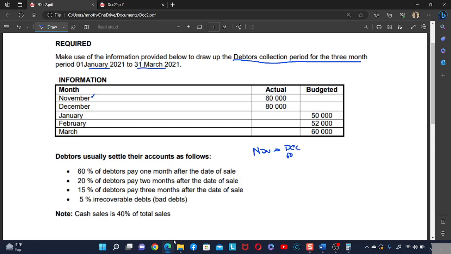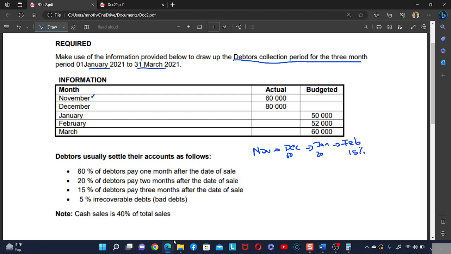And then 20% of debtors pay 2 months after the date of sale. So that will mean that 20% will be paid in January. And then 15% of the debtors pay 3 months after the date of sale, which is November, so that is going to be February. So 15% is going to be paid in February.